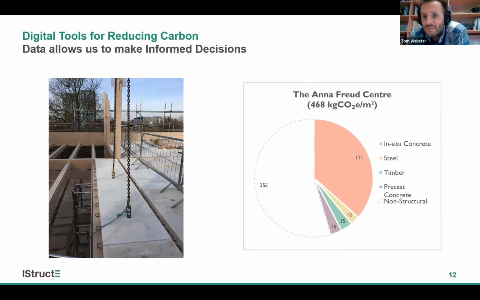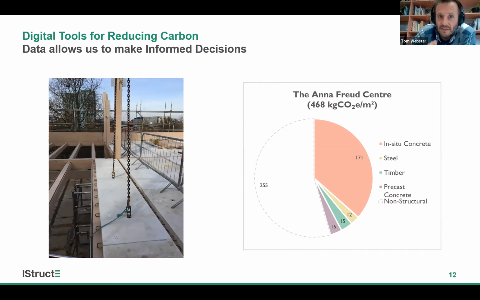But we've got 171 kilograms of CO2 per square meter of in situ concrete. And you kind of scratch your head and say, well, what's that? That is a basement. So actually, going all the way back to the beginning of the design process, if we could have persuaded the client, the architect, the planners, that we shouldn't be building a basement in this location because of the impact on the carbon, then this building would have been a very, very low carbon building.